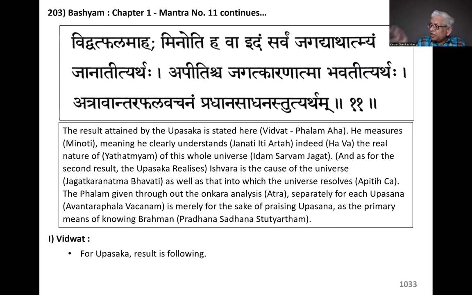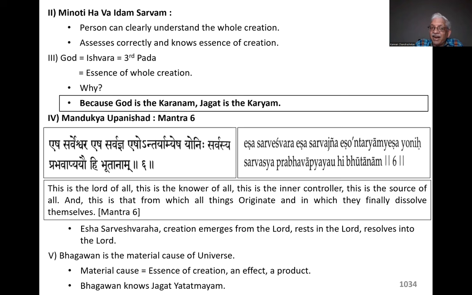You see, what is Ishvara? The third pada is the Ishvara pada. By knowing Ishvara pada, the third pada, what happens? I know what is the cause of this entire universe. In Mandukya Upanishad, the third pada is the cause, and the first two padas, that means the waking and dream, is the effect. It is the product of the sleep state. Sixth mantra of Mandukya Upanishad, you should remember, Esha Sarveshvara Eshaha.